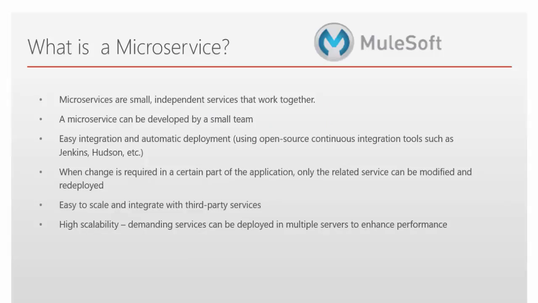Microservices are small independent services that work together, which means a larger application can be broken into a set of smaller components. Each component runs as a separate service, which is called a microservice. A microservice can be developed by a small team of 2 to 4 developers. It's easy integration and automatic deployment.